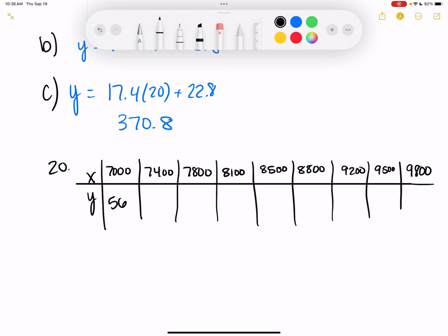56, 54.5, 51.9, 50, 47.3, 45.6, 43.1, 41.6, and 39.9. Alright, well, y'all write those down and then start typing them into your list.